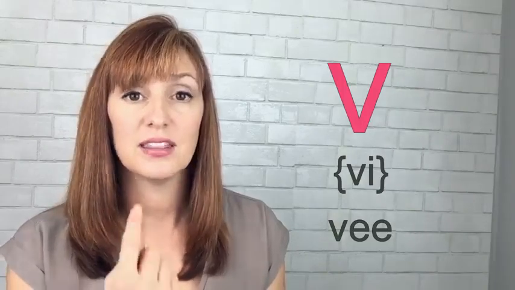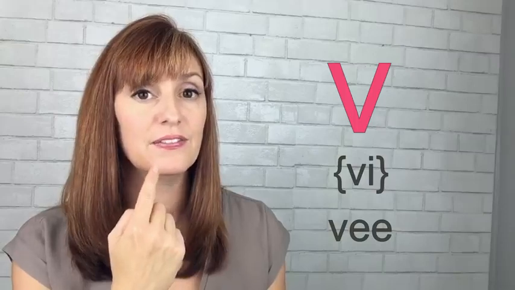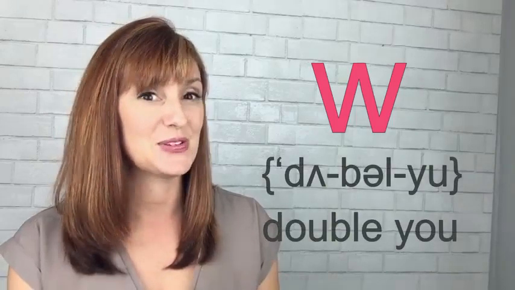V. Again, that E vowel sound coming after the consonant V, where the top teeth are connecting with the bottom lip. Our vocal cords are engaging for the voiced V. V. Then W.